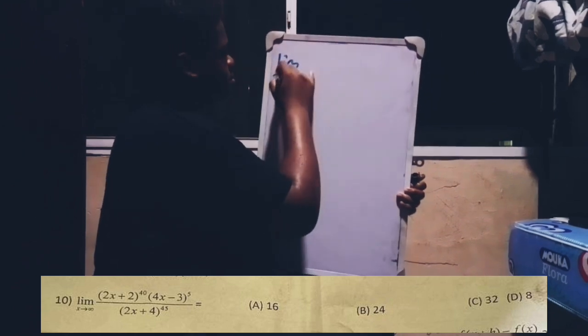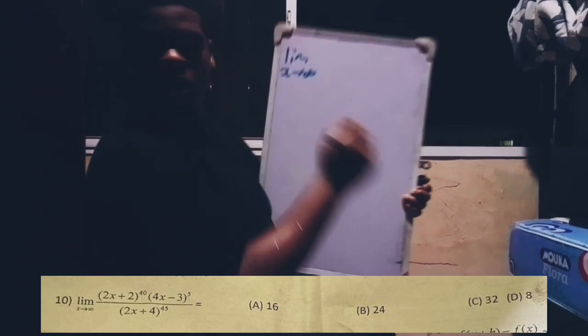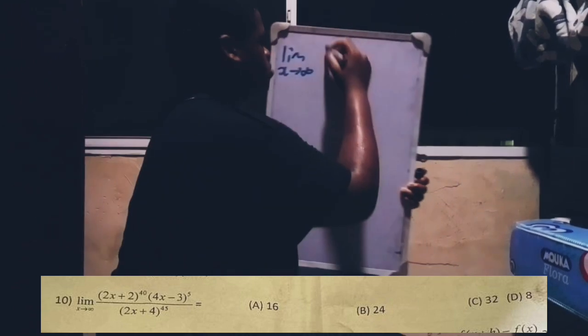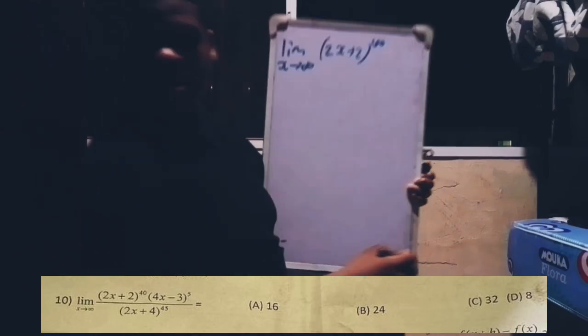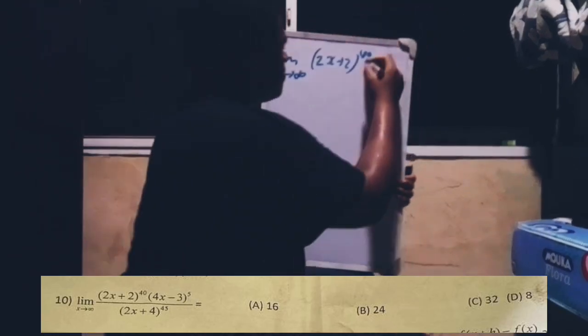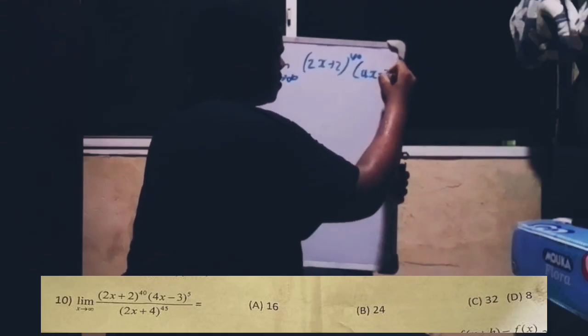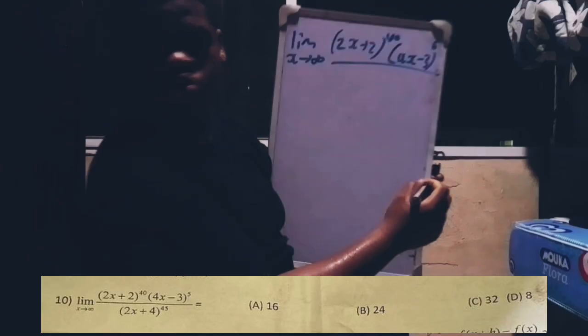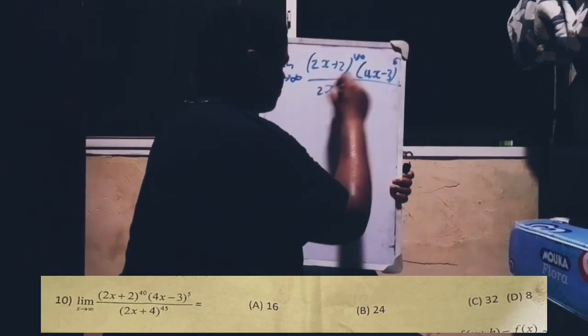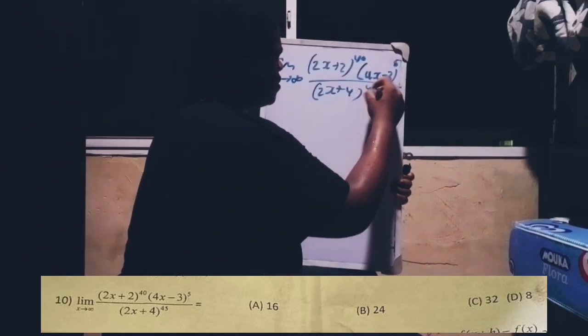Question 10 now: we have the limit as x tends to infinity of (2x plus 2) to the power of 40 times (4x minus 3) to the power of 5, divided by (2x plus 4) to the power of 45.